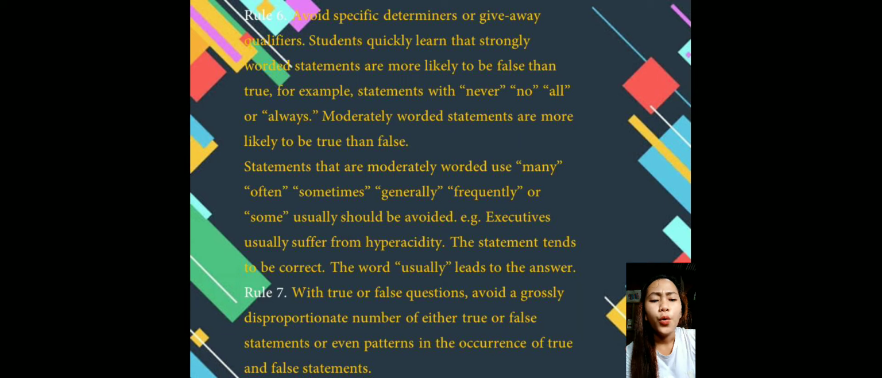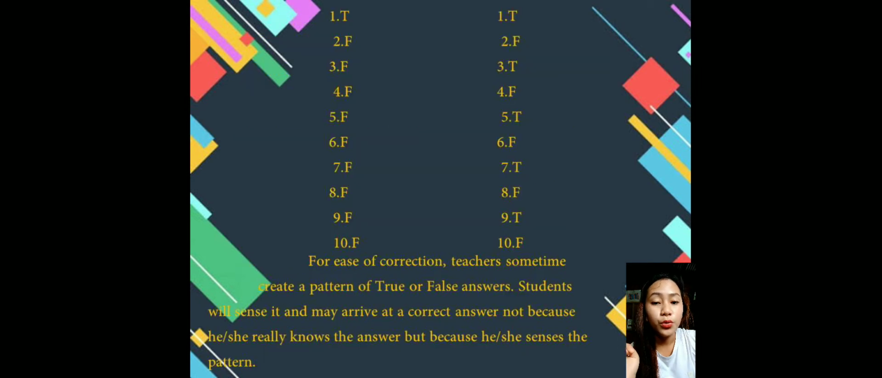Rule number 7. With true or false questions, avoid a grossly disproportionate number of either true or false statements, or even patterns in the occurrence of true or false. For example, your answer in number 1 is true, the next one is false, up to the last. Or 1 is true, then 2 up to 10 is false. Or you may use the pattern number 1 is true, number 2 is false, then alternate true, false, 1 up to 10.